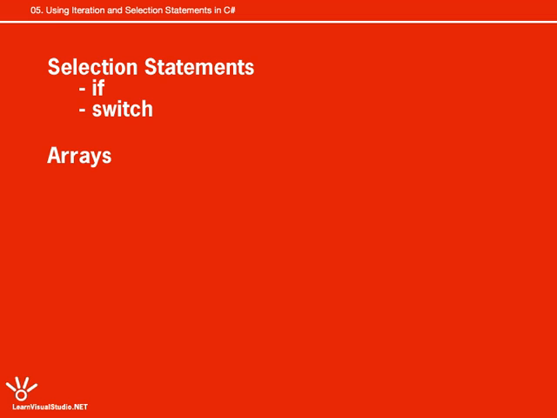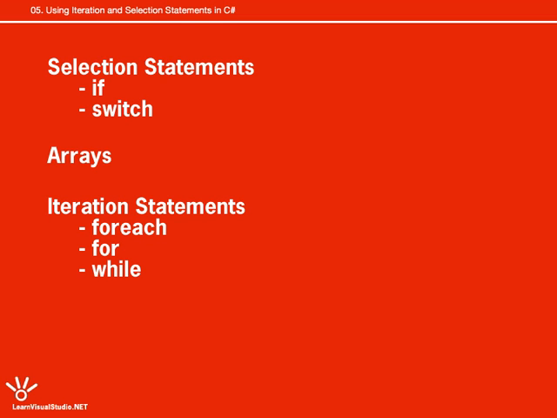And then next we're going to look at arrays that allow us to collect and manage groups of data. And we'll use that as a springboard to look at iteration statements. Now, iteration statements allow us to loop through each item in a group of data, and we can change each item in the array, or we can just evaluate it, or a number of different things depending on what we're trying to do within our application.